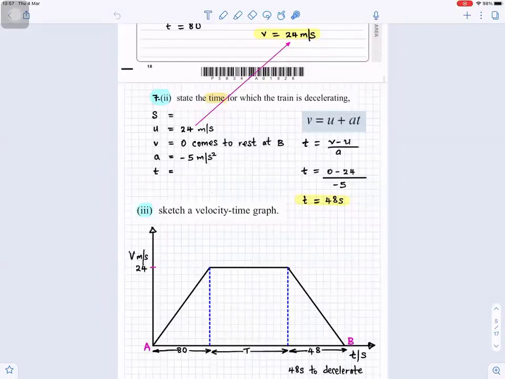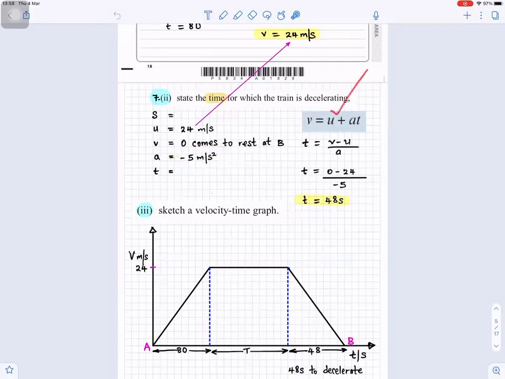State the time for which the train is decelerating. We write down SUVAT. We don't know the displacement, but we know the initial speed now is 24 meters per second. That comes from the first part. Final speed is equal to 0 because it comes to rest at B. Acceleration is minus 5 meters per second squared because it's decelerating.